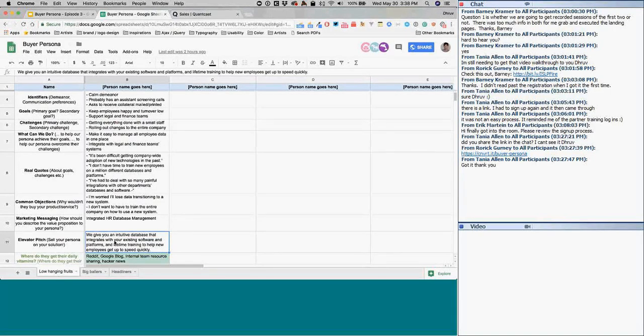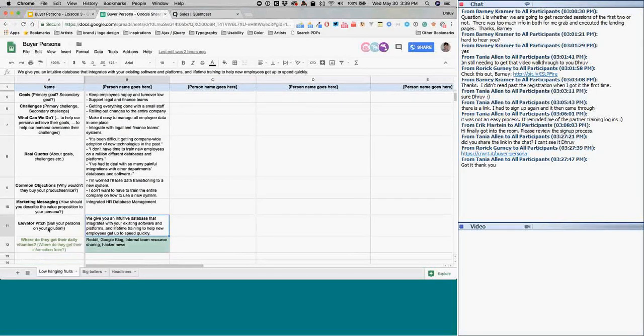And then the very last item that I have in here after the elevator pitch is, where do they get their daily vitamins? So, where do they get their information? Where do they read about their business? Where do they read about sales? Where do they read about marketing? Or what are their more common interests in life that they read about, right?